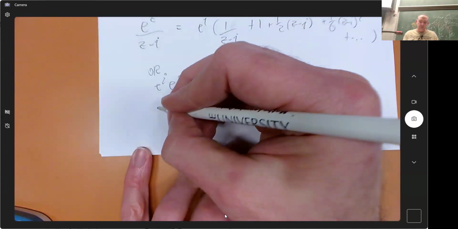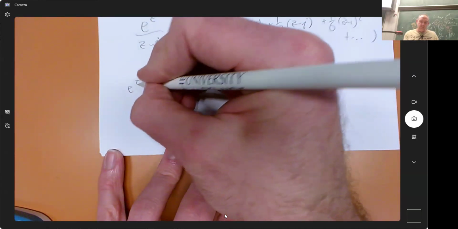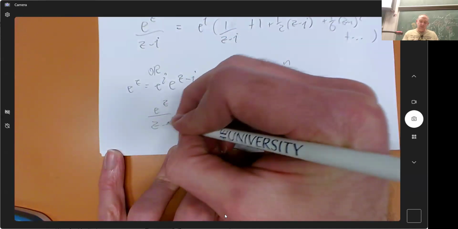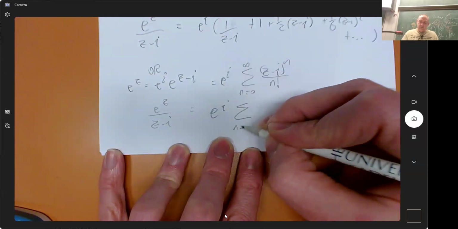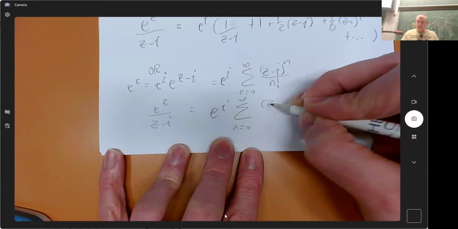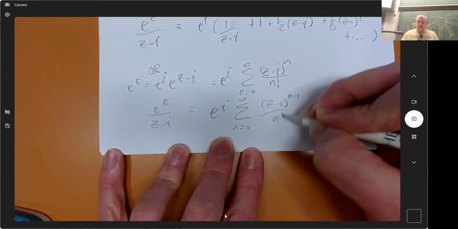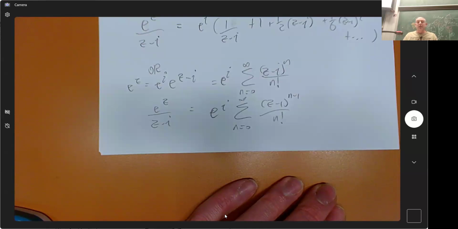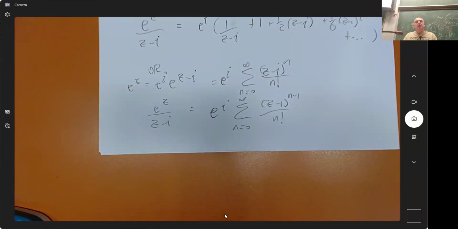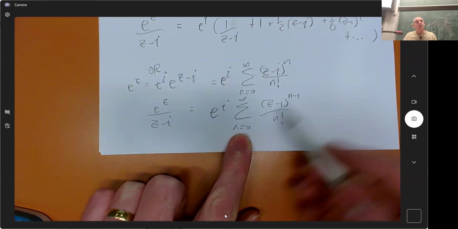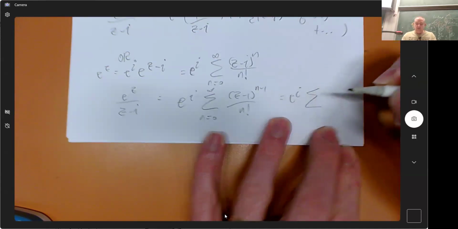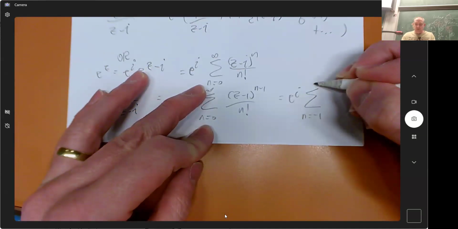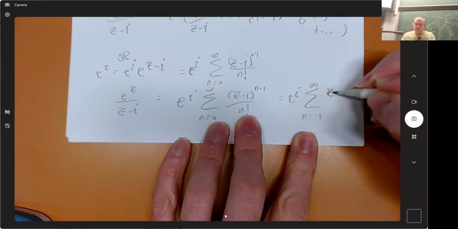And therefore that e to the z over z minus i is the sum of z minus i to the n minus 1 over n factorial. And so if I really wanted to start at minus 1, which I know it does, when I put n equals 0, the first one's minus 1. So if I really wanted it to start at minus 1, I could subtract 1 from all of these and add 1 to all of these.